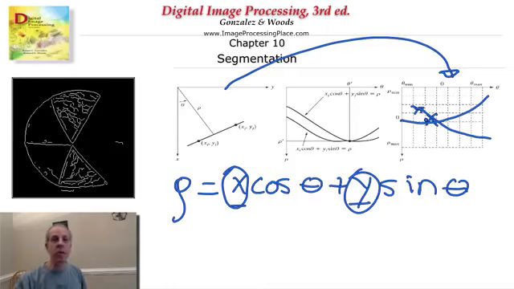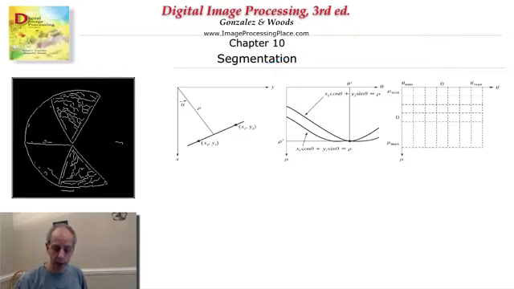Now, this concept of voting goes very far, and you can actually do many things beyond detecting straight lines. Let's just show one example.